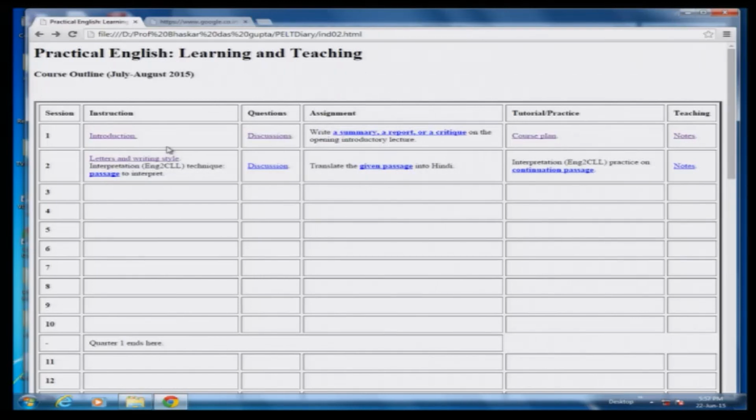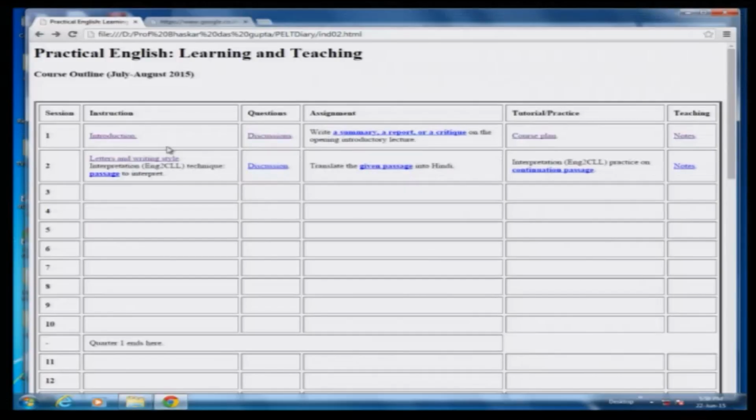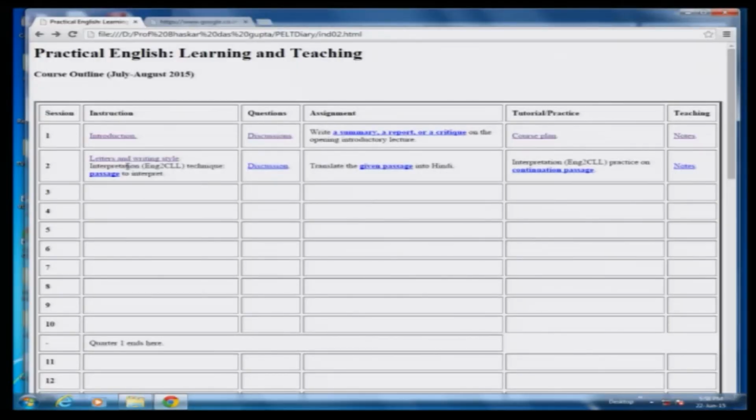But before that, I would like to introduce two techniques, one in this session and one in the next session, which we will follow through the course more or less regularly. One is interpretation, which we will cover today, and the other is expression, which we will cover in the next session. So in this interpretation technique, we try to develop a systematic methodology to read English text and understand it, interpret it.